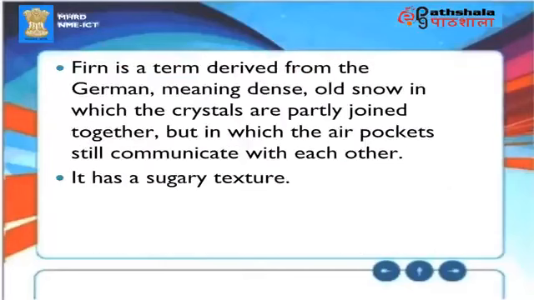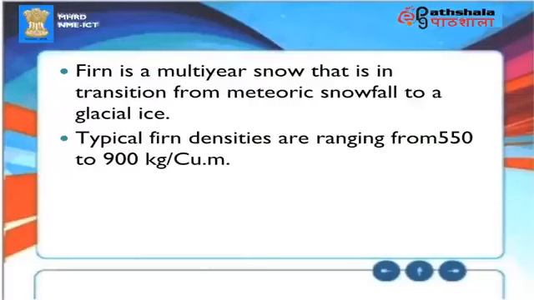Firn is a term derived from the German, meaning dense old snow, in which the crystals are partly joined together, but in which the air pockets still communicate with each other. It has a sugary texture. Firn is a multi-year snow that is in transition from meteoric snowfall to a glacial ice. Typical firn densities are 550 to 900 kg per meter cubed.